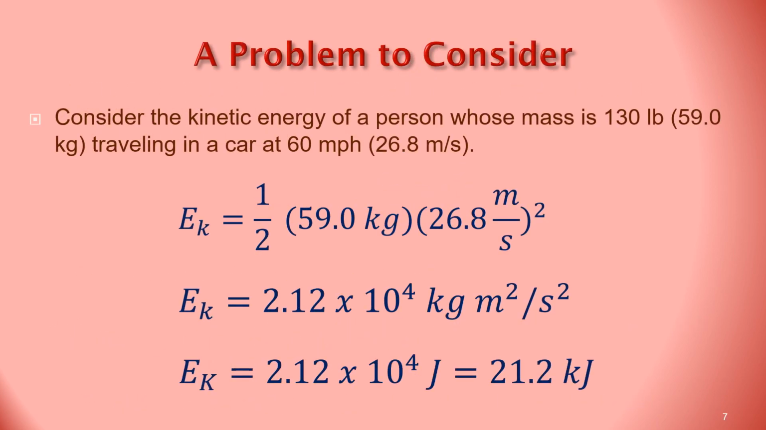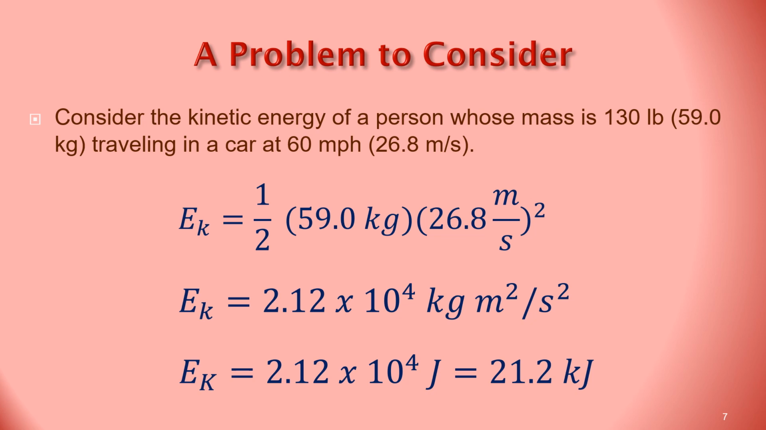Okay, so let's just do a real quick problem. Suppose a person weighs 130 pounds and is traveling in a car at 60 miles per hour. I've gone ahead and converted. I kind of use English units so that we can have it in mind what we're talking about, but then convert it to metric units. So 130 pounds is the same as 59 kilograms. If you're moving in a car at 60 miles per hour, it's the same as 26.8 meters per second.